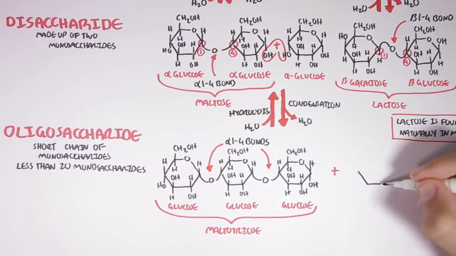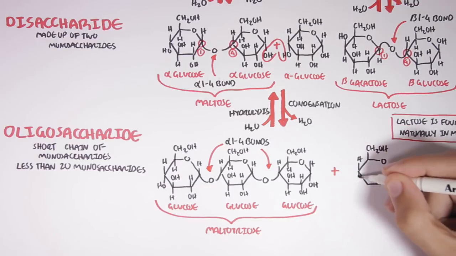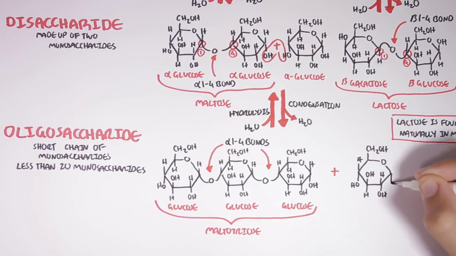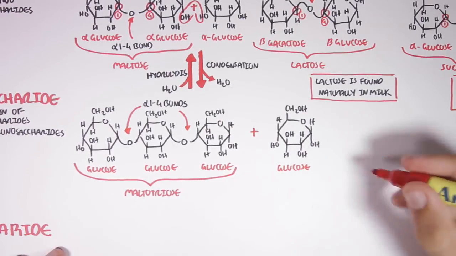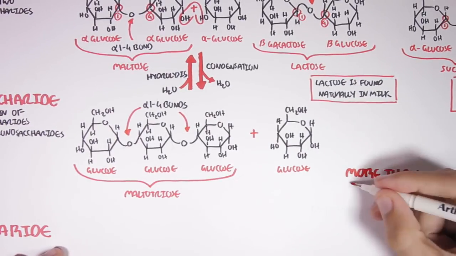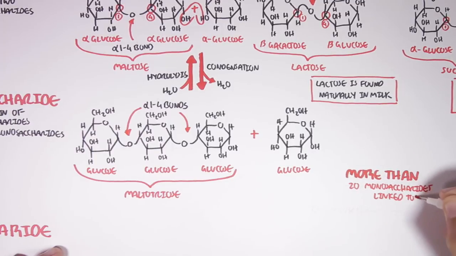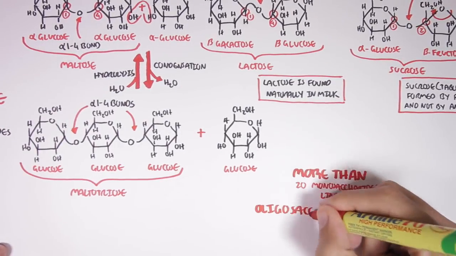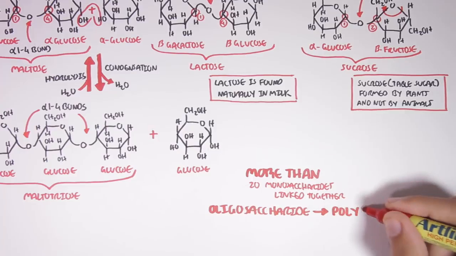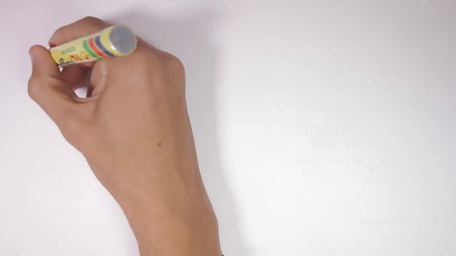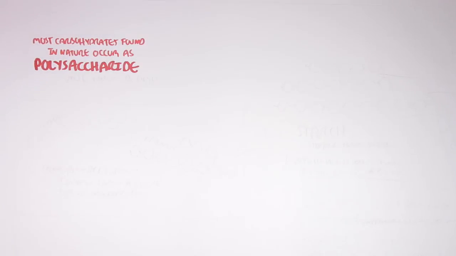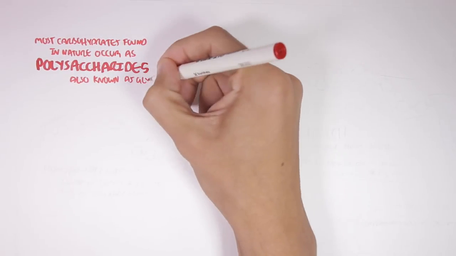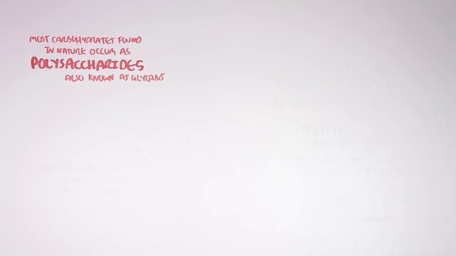And this structure can keep growing with the addition of more glucose molecules. But when the oligosaccharide eventually exceeds 20 monosaccharides with 20 bonds, the carbohydrate is then referred to as a polysaccharide. So from an oligosaccharide, it becomes a polysaccharide. Most carbohydrates found in nature occur as polysaccharides. Polysaccharides are also known as glycans.